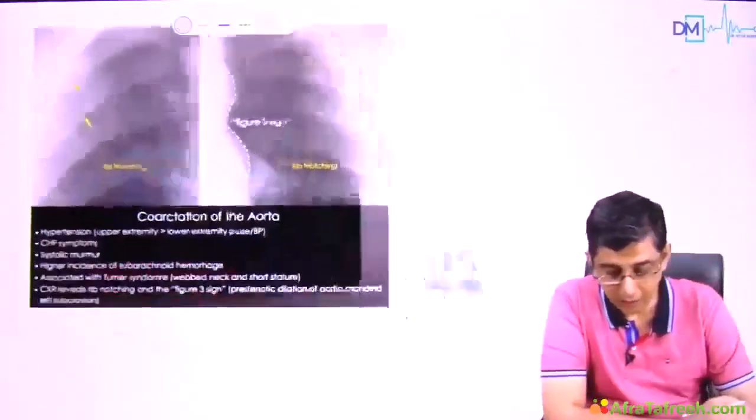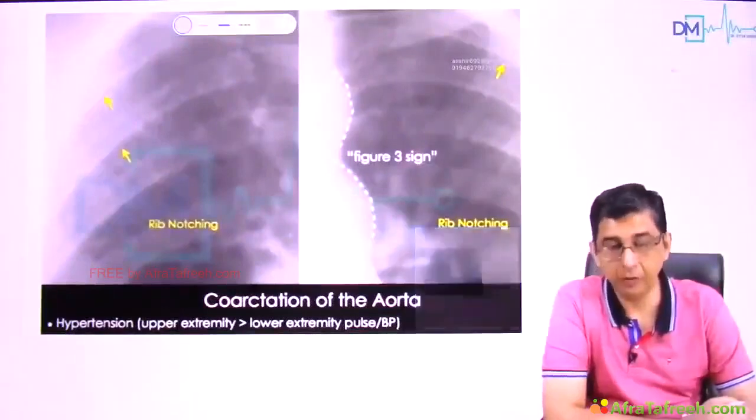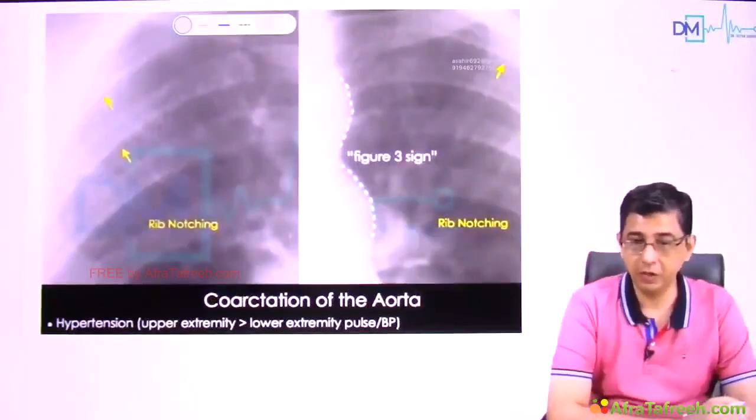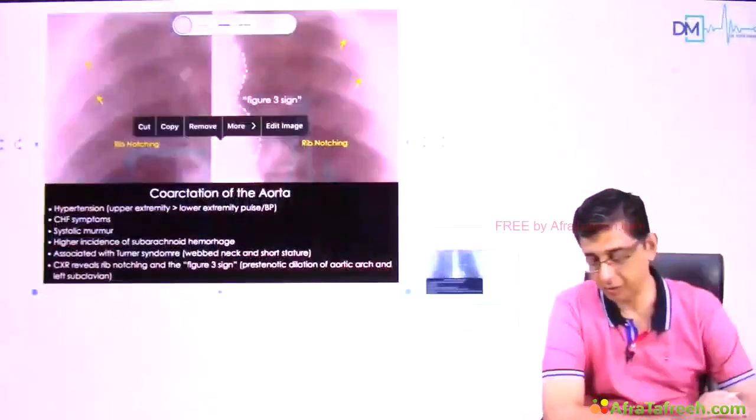Moving to the next one. As I said, the serrated appearance of the ribs, or the irregular appearance of the ribs, is something that has to be remembered. So the figure of 3 sign is a feature for coarctation of aorta in the patient.